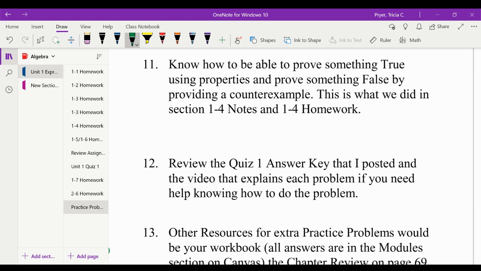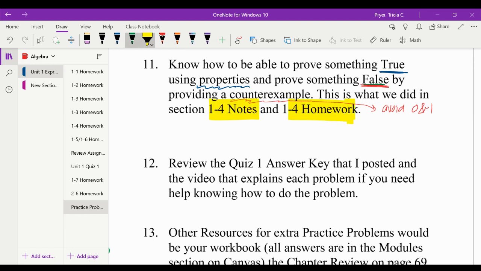Number 11, know how to prove something is true using properties and prove something is false by providing counterexamples. Remember, if something's true, you use properties. And if something is false, I should use red, you use a counterexample. So that's when you plug in a number. The trick with counterexamples is we want to avoid 0 and 1.